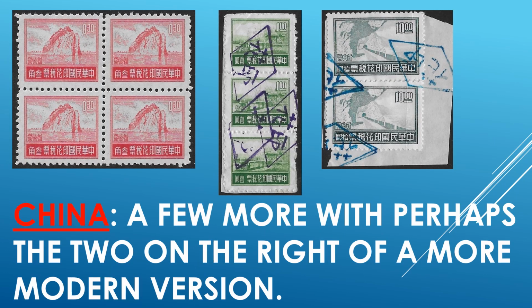And a few more Chinese revenue stamps, which I believe the two on the right are of a little bit more modern version, whereas the red one, the block of four, could be a little bit older, but how old I cannot say. I have absolutely zero reference to worldwide revenue stamps, unfortunately. Or fortunately, maybe it bogs me down even more. So maybe I should be happy this way.